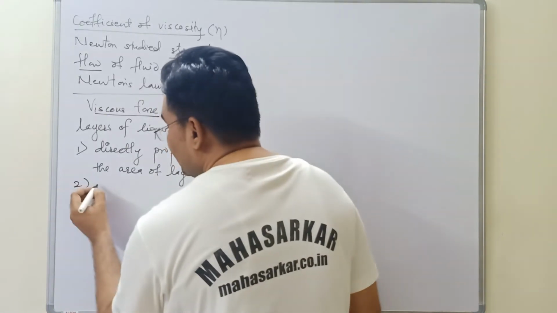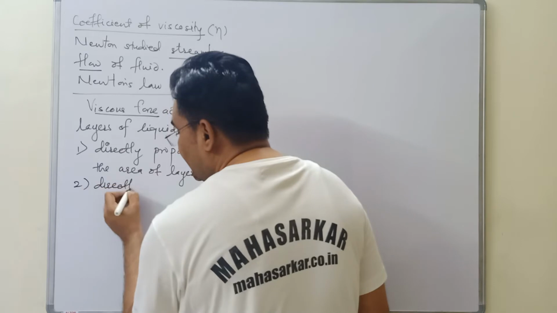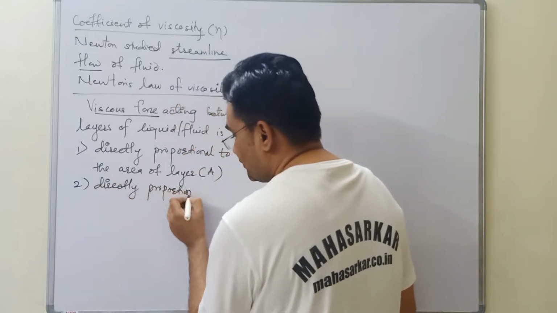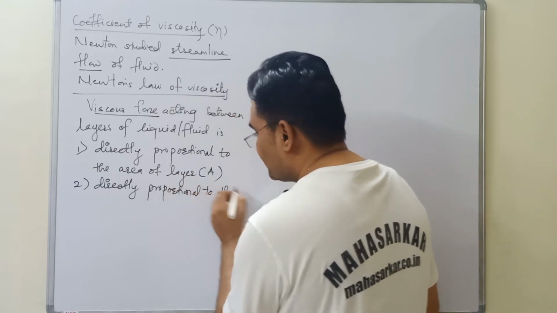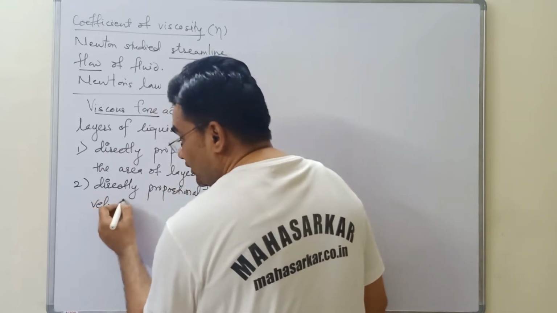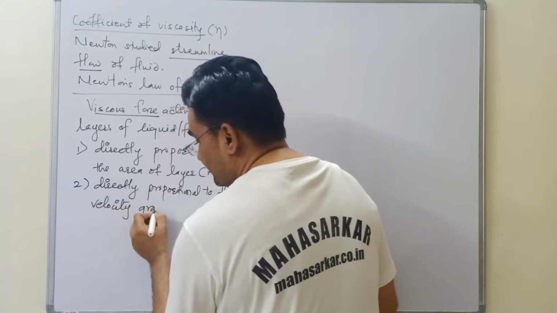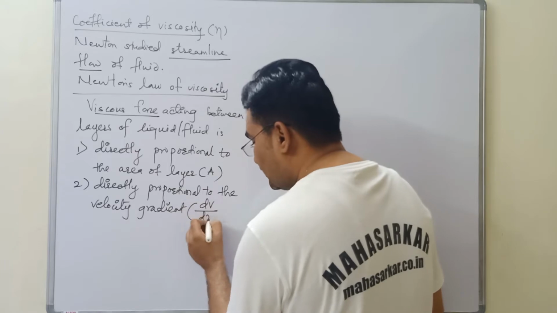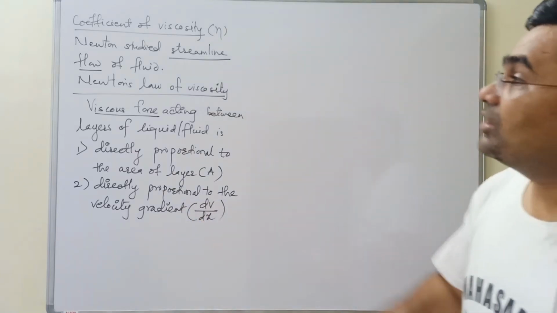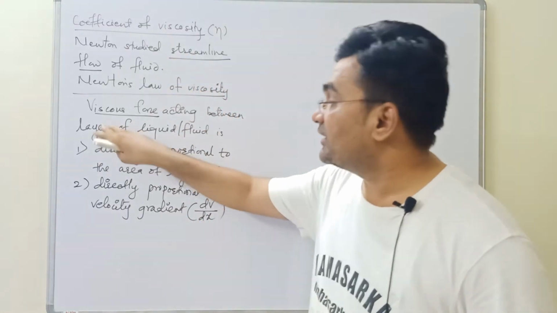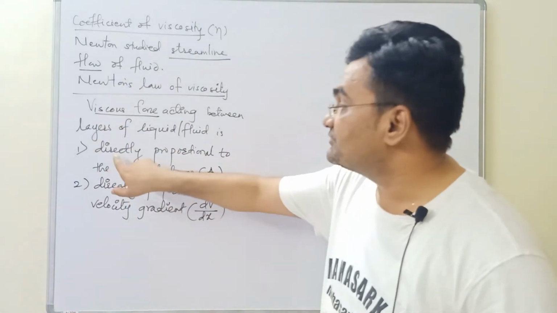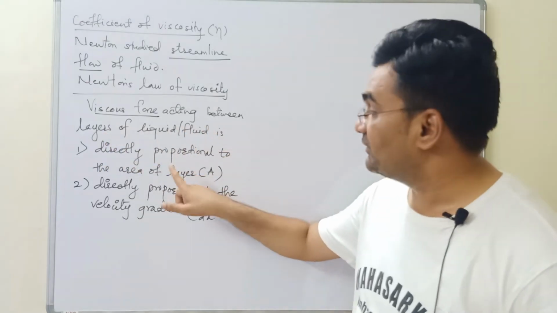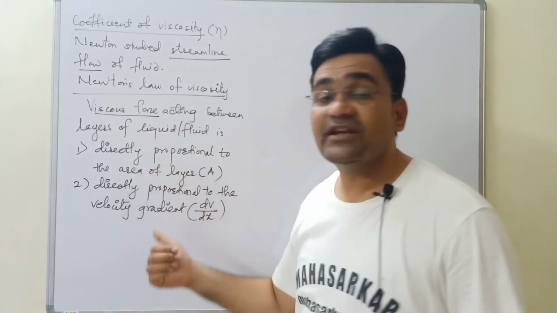Secondly, he said that it is again directly proportional to the magnitude of the velocity gradient. It is directly proportional to what? Velocity gradient, that is dv upon dx. Newton observed the streamline flow and he concluded these two things. In the first thing, he said that the viscous force acting between different layers of fluid or liquid is directly proportional to the area of the layer.